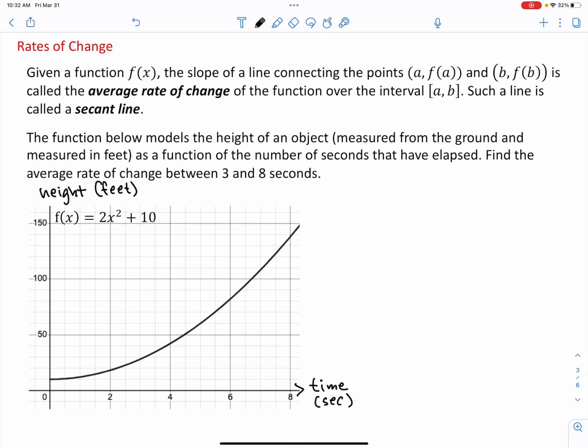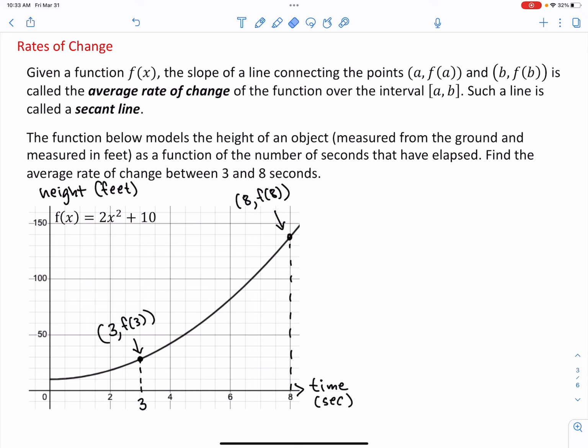When time is 3 seconds, we can find out what the height of the object will be by plugging 3 into the function. But for now, I can say that the input will be 3 and the output will be f of 3 using function notation, and we'll calculate f of 3 in a moment. So that's that point right there. The second time in question is when time is 8 seconds. So we have 8 seconds, and we have another point here. Its coordinates are going to be 8, f of 8. And we'll calculate f of 8 in just a moment.